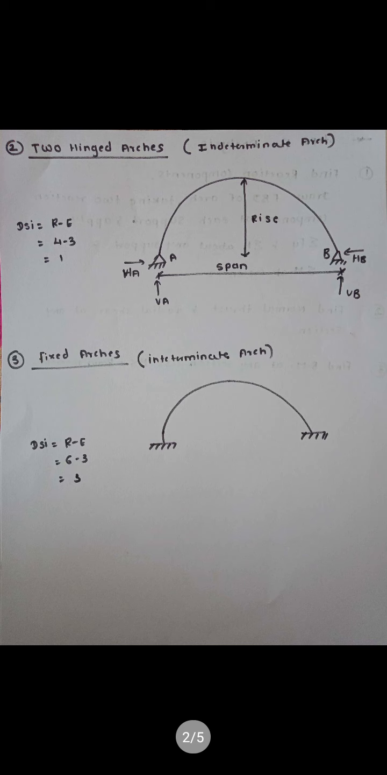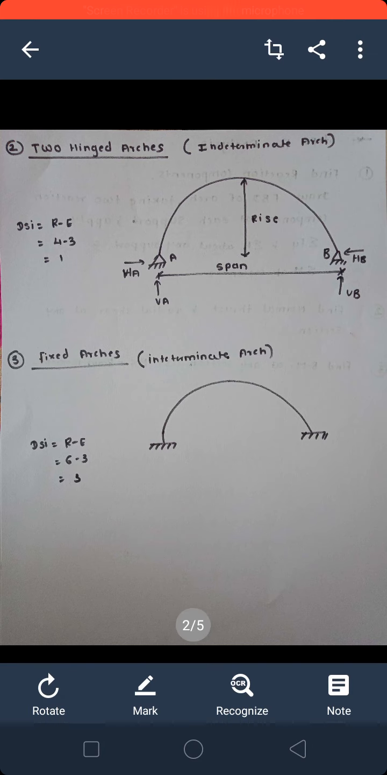The second type is the 2-hinge arch. As its name indicates, it consists of 2 hinges which are at the supports. A 2-hinge arch is a statically indeterminate structure of first degree. There are 4 unknown reactions and only 3 equations of equilibrium are available. So the degree of static indeterminacy is 1. Hence it is called an indeterminate arch.